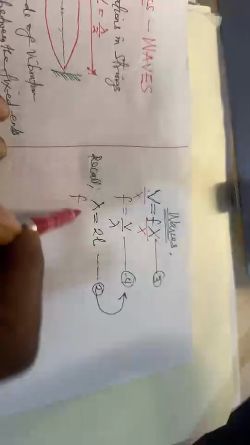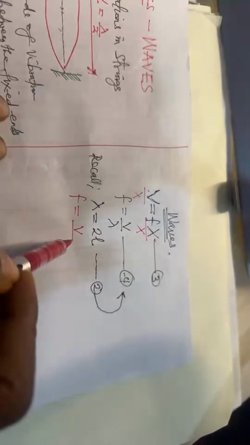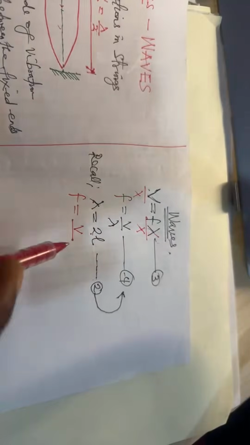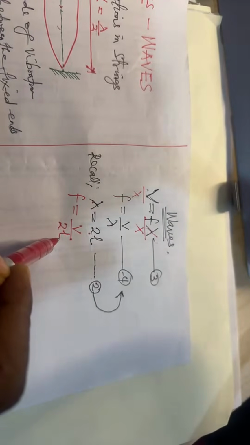This was equation 2. If you check your notes, that was equation 2. Now I want to put this equation 2 into equation 4. What do I mean? Anywhere that you see this particular lambda, replace it with 2L. So I will have F equal to V divided by, in place of lambda, 2L. I have formed a very unique formula.